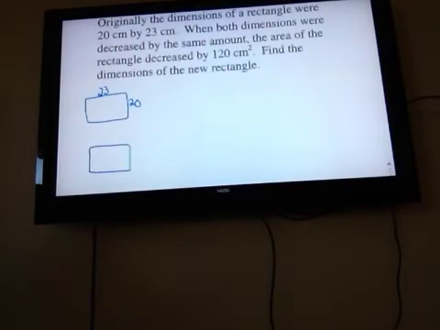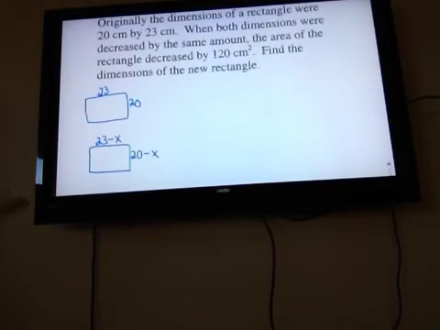So I'm going to decrease both dimensions by the same amount. X represents the amount that you're decreasing. You don't know what it is, but it's the same on both. So decrease, subtract as you just told me, 23 minus x and 20 minus x then. So that's my new rectangle.